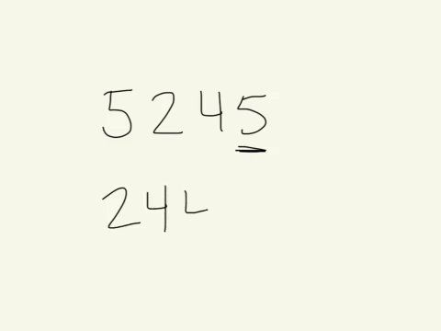So let's say we're looking at the number 5245. Again, just like the divisibility rule of 2, we're looking at the ones place value. Here we have a 5, so now we know that the entire number is divisible by 5. If we had a number such as 2440, again, looking at the ones place value, it's a 0, therefore the entire number is divisible by 5.